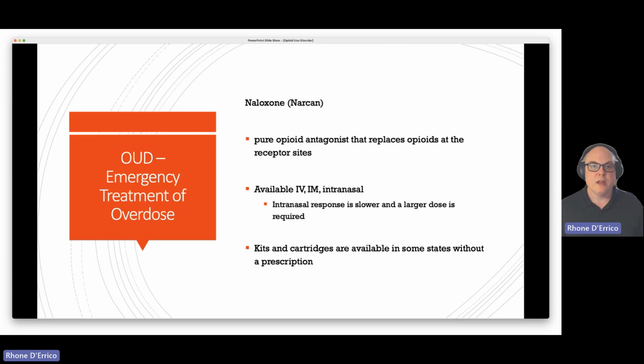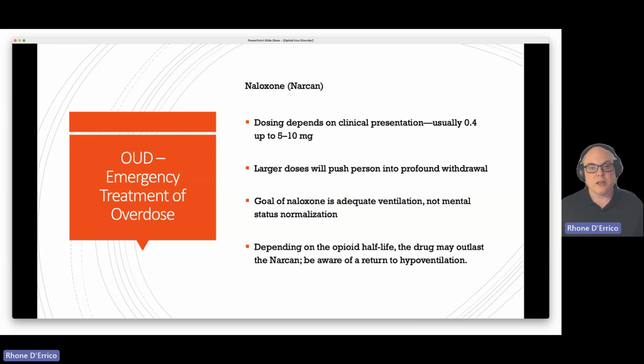This is a huge win for public health. And I think just having these as ubiquitous as we do AEDs so that we can intervene in issues of cardiovascular failure, if we can do the same for overdose, I know we're going to prevent a lot of loss of life. Talking about Narcan some more, the dosing really depends on the clinical presentation.